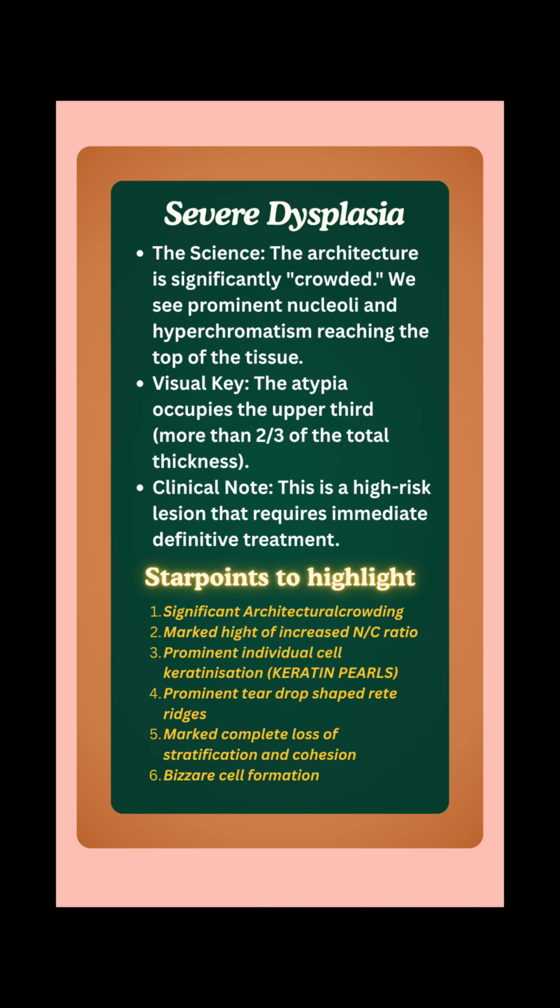Now we are moving to the most serious one, that is severe dysplasia. The architecture is significantly crowded. We see prominent nucleoli and hyperchromatism reaching the top of the tissue, with marked complete loss of stratification and cohesion. They have pronounced pleomorphism, prominent nucleoli, bizarre cell formation marked with a high nuclear to cytoplasmic ratio, and possible keratin pearl formation within the epithelium.